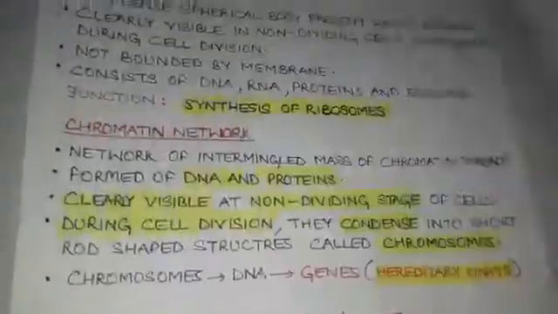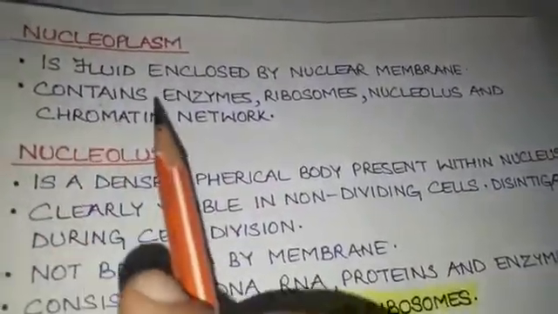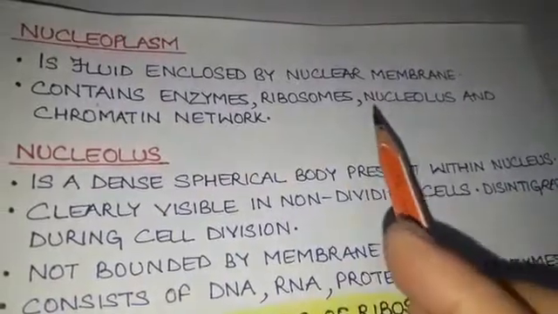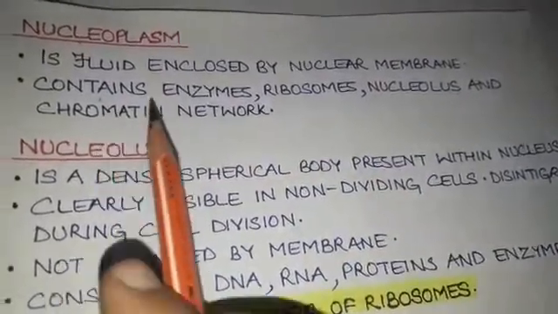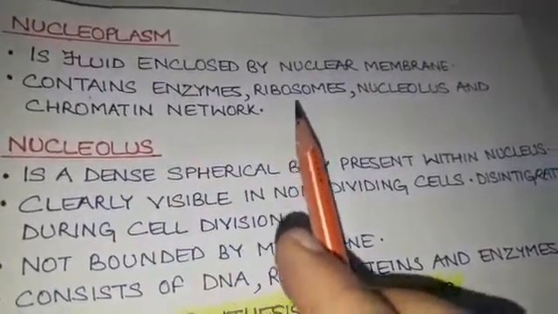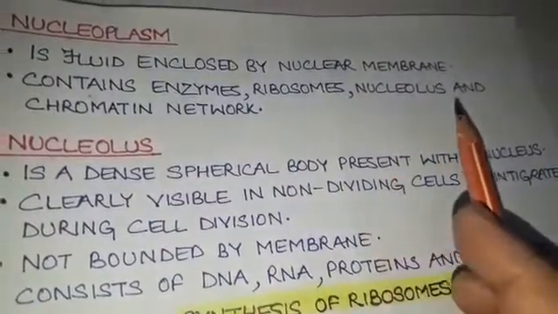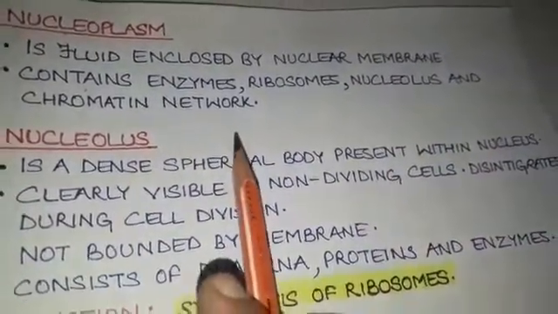The second part is nucleoplasm. Nucleoplasm is the fluid that is enclosed by the nuclear membrane. And what does it contain? It contains enzymes, ribosomes, nucleolus, and chromatin network.